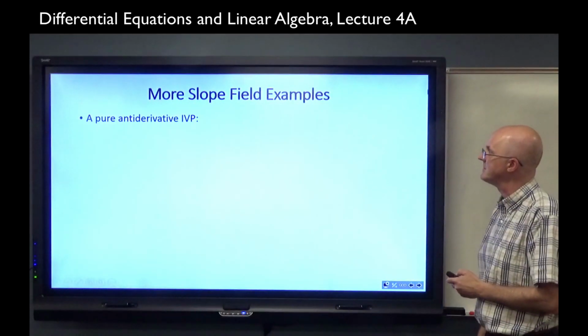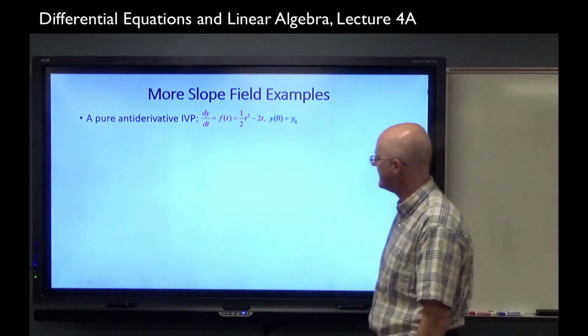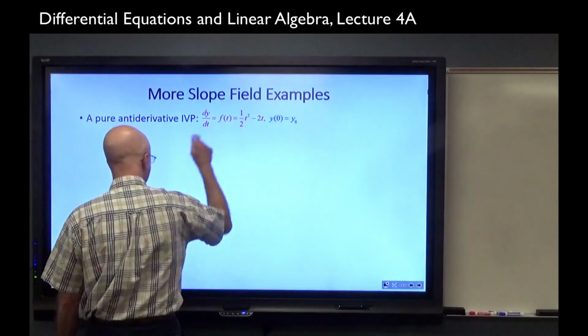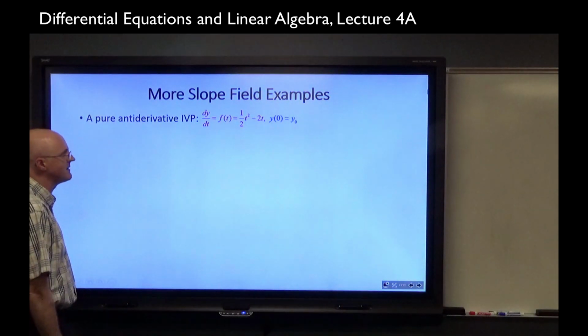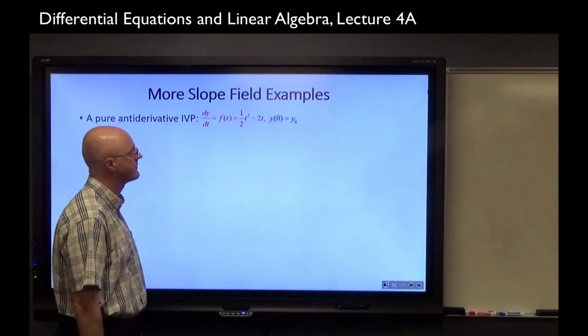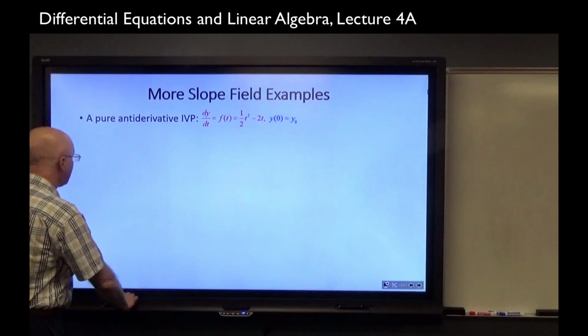More slope field examples. Here's a pure antiderivative problem. dy/dt equals f of t, not f of y, equals 1/2 t squared minus 2t, with y of 0 equals some fixed number y sub 0. That's called a pure antiderivative problem.